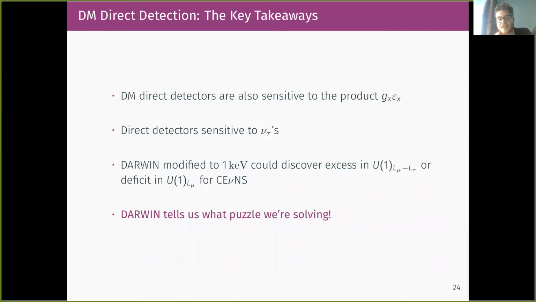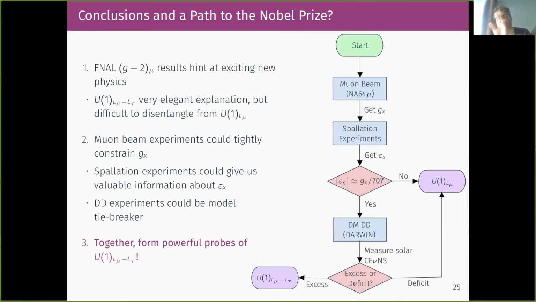So dark matter direct detectors are sensitive to that coupling, just like spallation experiments are, but they're also sensitive to the new taus, which the other experiments weren't. If we modify DARWIN to a 1 keV threshold, then we could discover an excess in L_mu minus L_tau or the deficit in L_mu in sevens. And just like the other experiments give us pieces of the puzzle, DARWIN could tell us what puzzle we're actually solving.